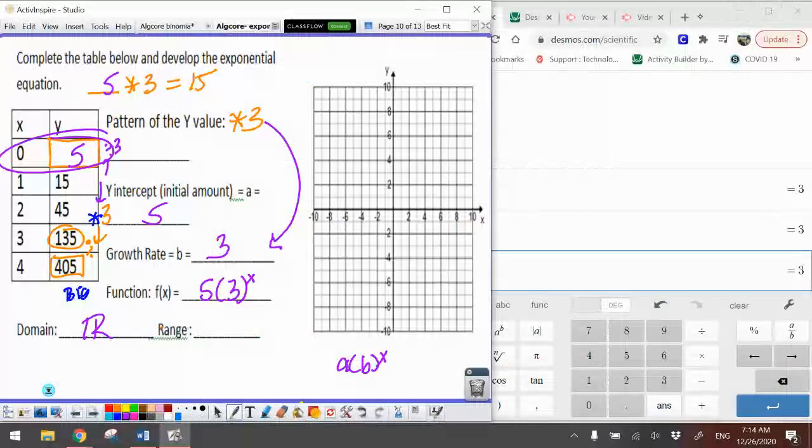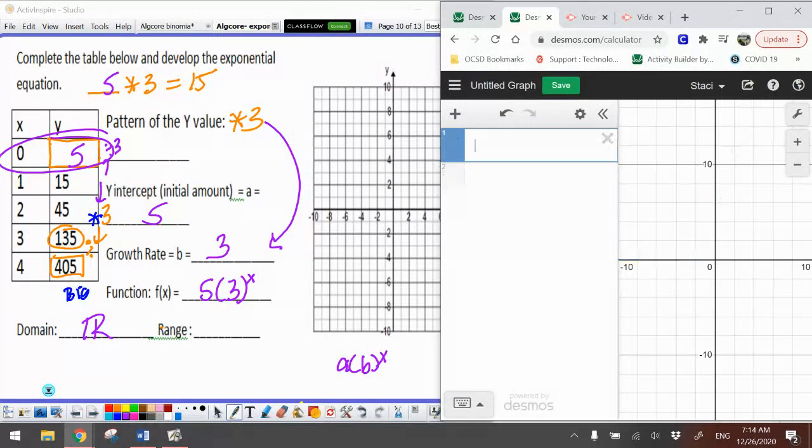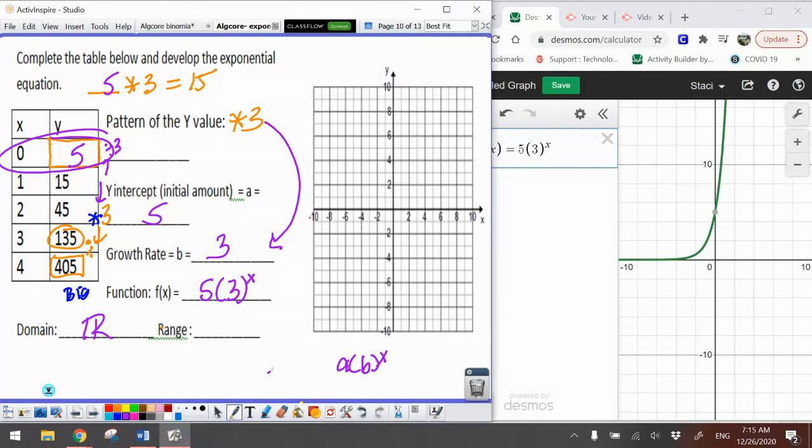Okay, so let me get my Desmos graphing here. I've got my f of x equals 5 times 3 to the power of x, and I see that it's going up and it's approaching 0 on the left, which makes sense because if I start to graph this, 0, 5, 1, 15, I see that it's going up really fast.